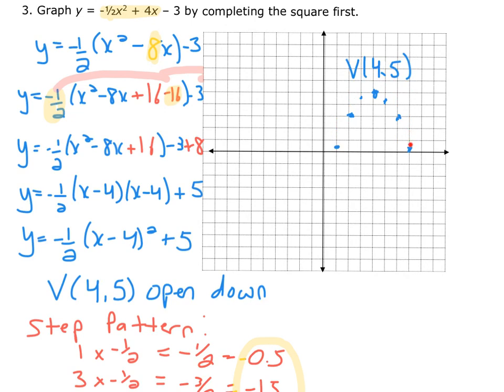So from our new points, I'm going to go 1 to the right, and then down 3.5. So that's a half, 1, 2, 3. So I'm going to have a point here, and then from this point, I'm going to go 1 to the left and go down 3.5. So here.